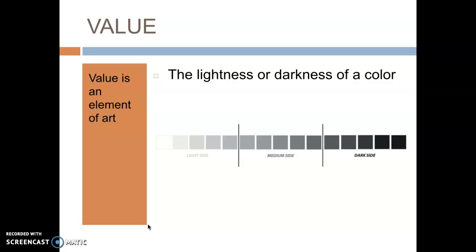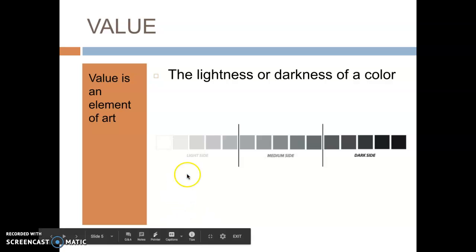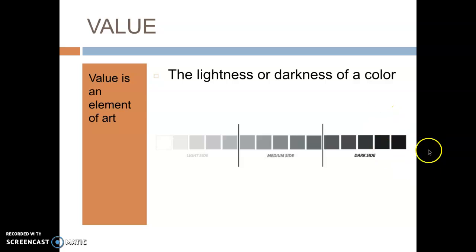One thing we'll continue talking about in this unit is value. Value is one of our elements of art, and value just means the lightness or darkness of a color. So if you're creating a drawing with a lot of contrast, you'll have a lot of different values, from white to light grays, our medium tones, all the way to our darkest shadows, which are black.